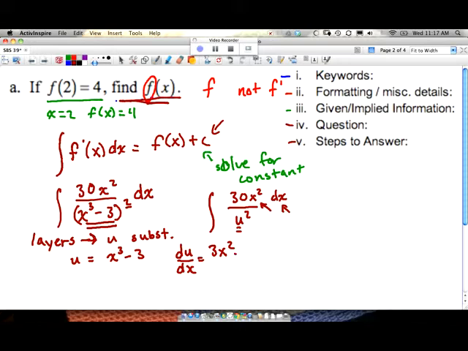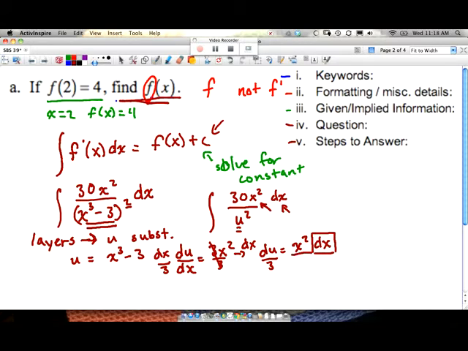So if I need to get rid of those, I'm going to do some algebra here. I'm going to multiply both sides by dx and divide both sides by 3. And then I would get du is equal to, or du over 3, or 1/3 du, is equal to x squared dx. So now that gives me two pieces to substitute here.